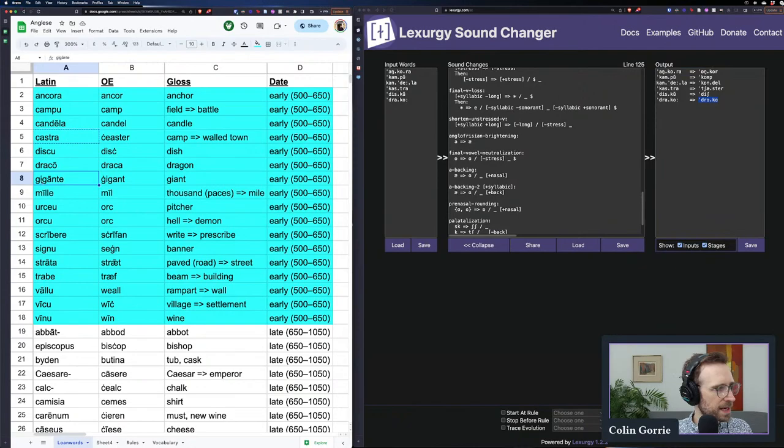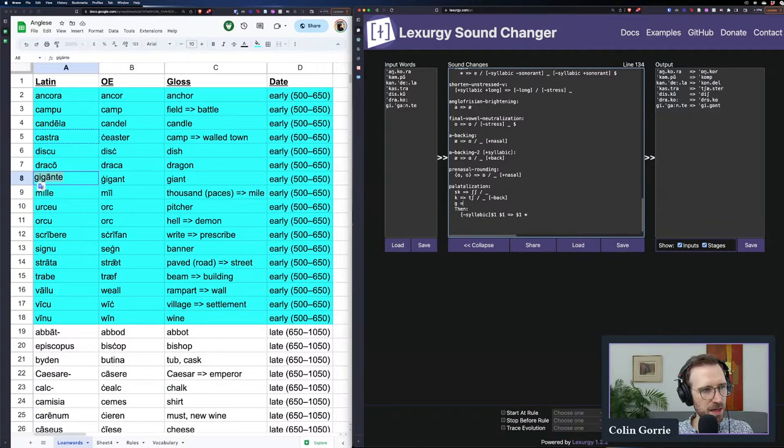Then next, Gigante. So we have to take this, turn it into IPA, add our syllable breaks and our stress mark, and see what we get. So we get Gigant. Lovely. Which is very close to what we actually want. We want Gigant. So we just need to change our palatalization rule to add the voiced version. And this should do it. Gigant. Perfect. Done. See? The wheels are in motion.